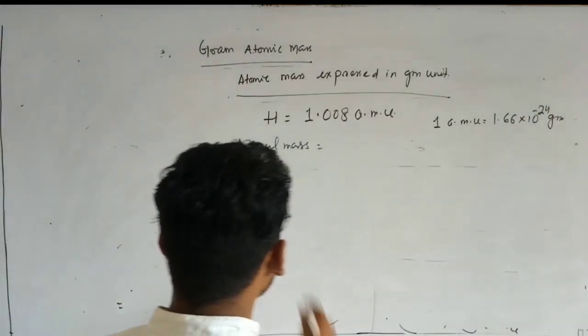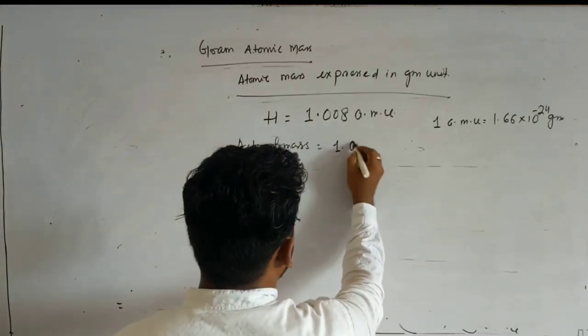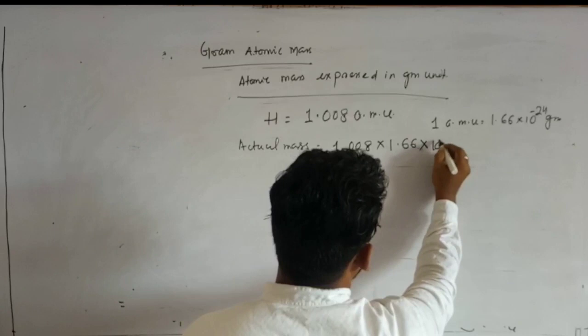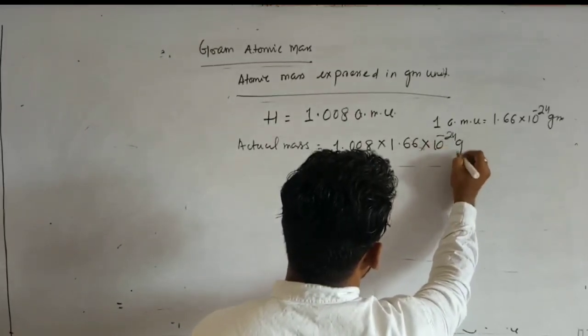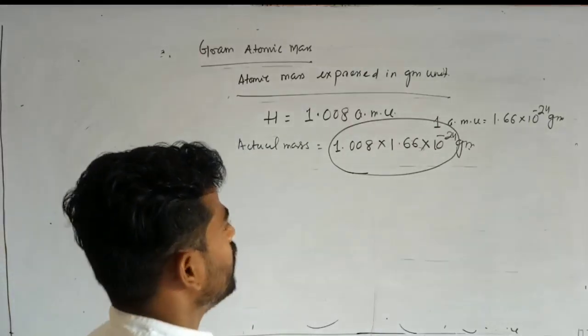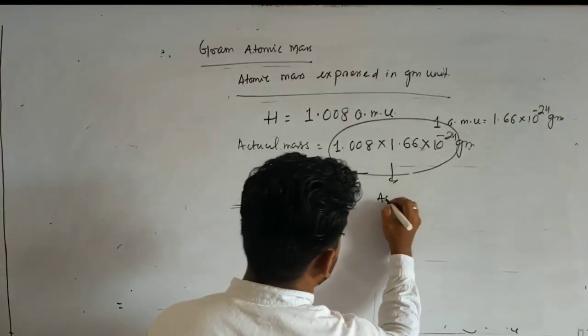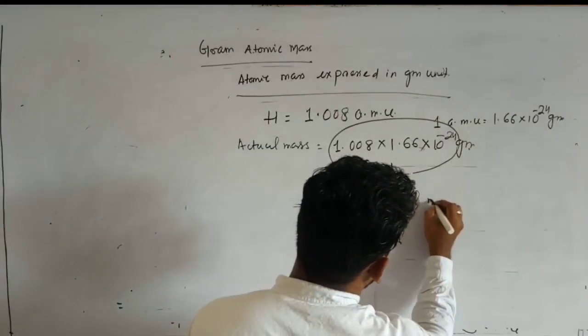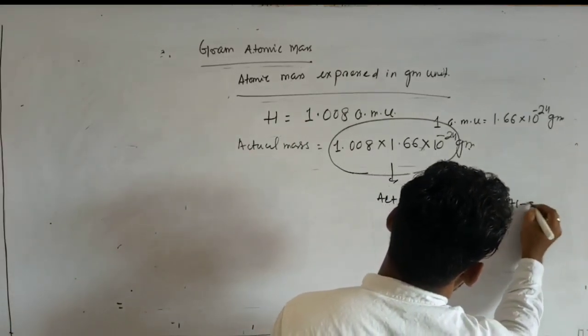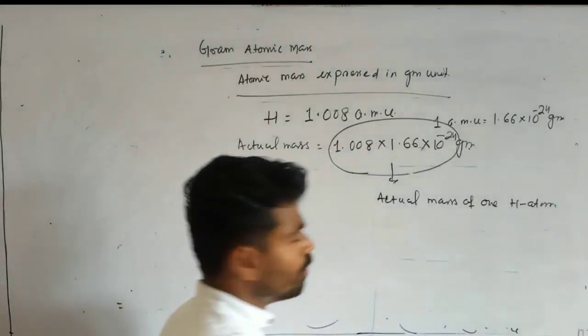Okay, so actual mass becomes 1.008 into 1.66 into 10 to the power minus 24 gram. This is the actual mass of one atom of hydrogen. This one is the actual mass of one hydrogen atom. Okay.